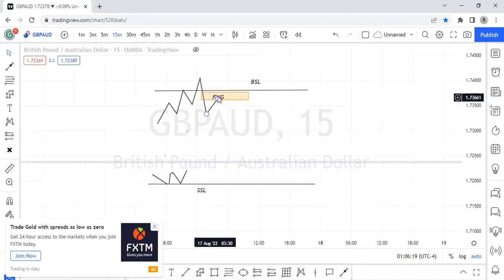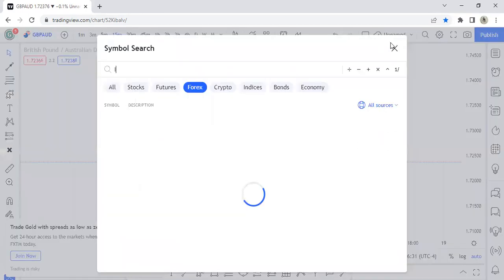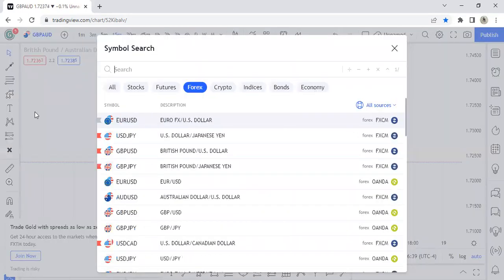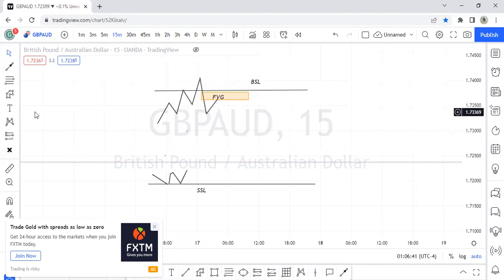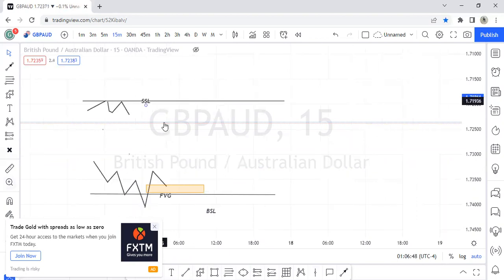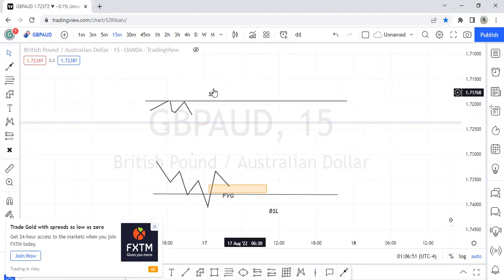So fair value gap at this point here, and then you're trading to what? The SSL, the sell side of liquidity. It is also the reverse for a buy scenario. For the buy scenario, it's just the reverse of what we have here. So for this other scenario, let's assume that BSL is still up and SSL is still down.